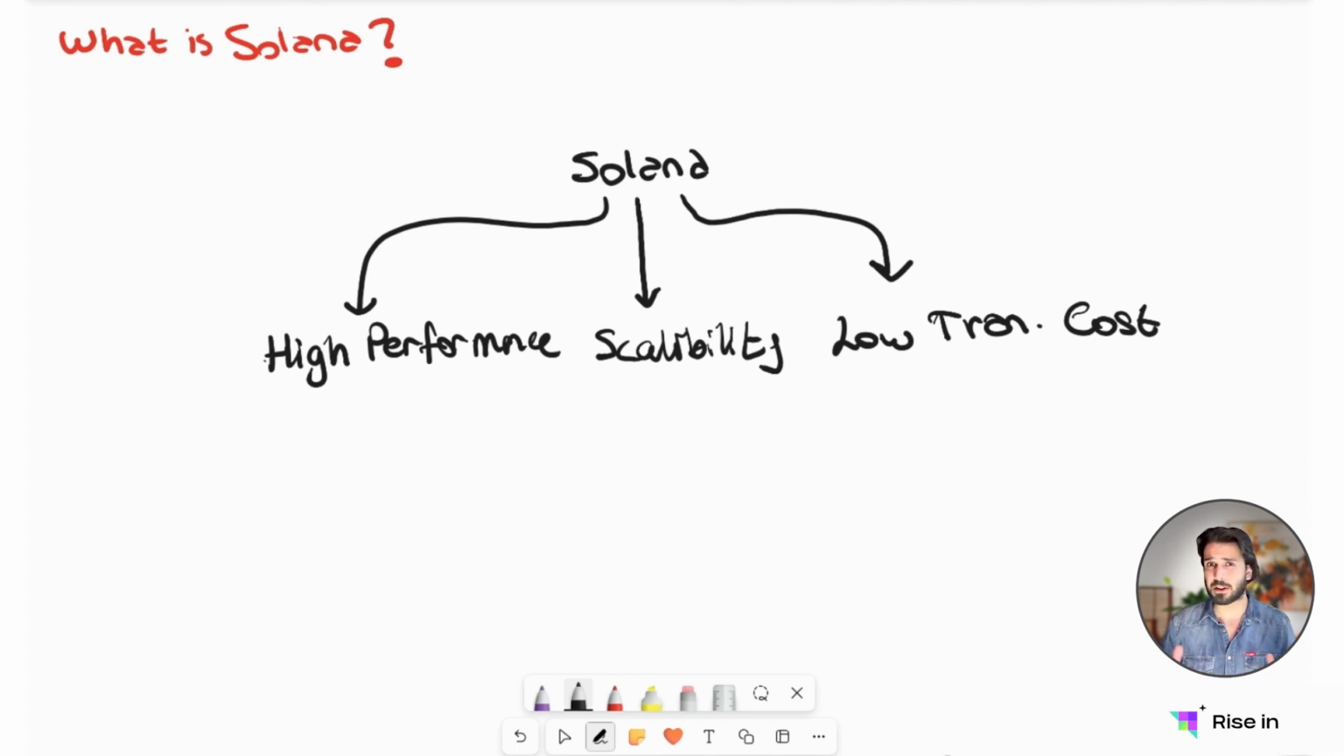Now, as I said, these are the three main selling points of Solana. It actually has much more. And also, we need to understand how good Solana is in these categories, because every blockchain claims they are good in these categories. So we are going to have some comparisons in the next page.